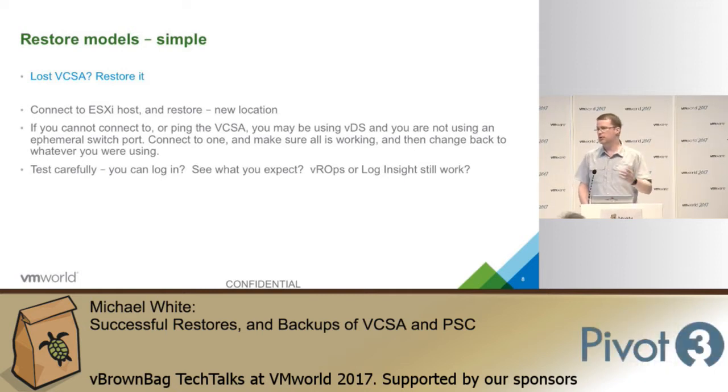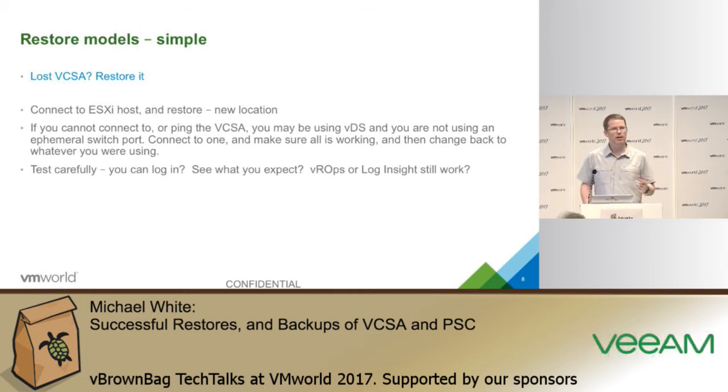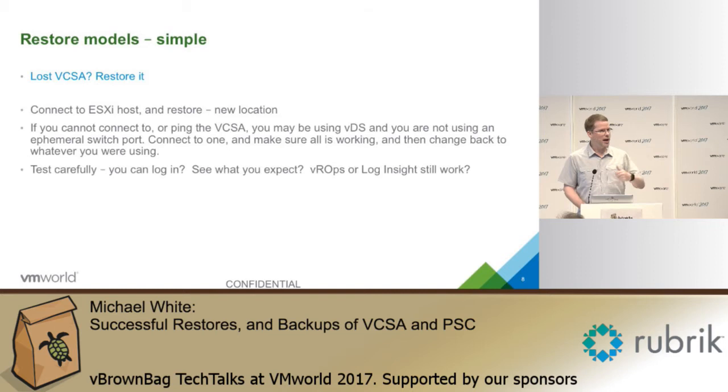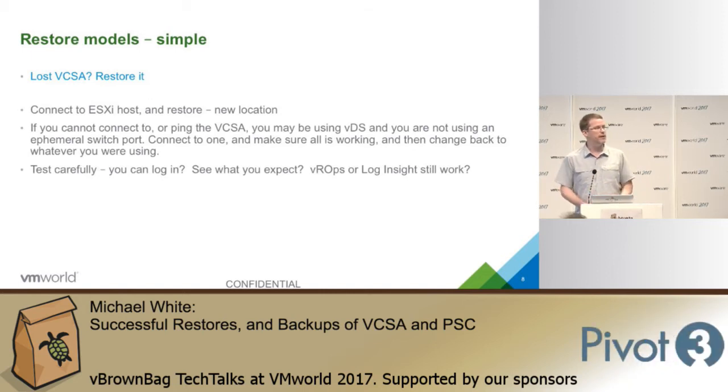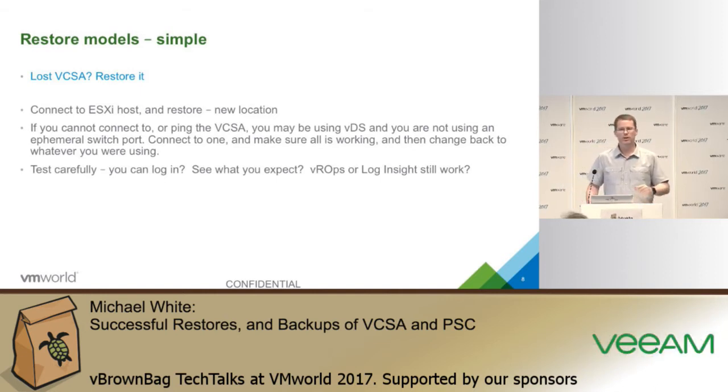You'll get a successful restore, don't get me wrong, but the odds are if you're using VDS switching, you're not going to be able to ping your VCSA. And the reason for that is because you need to have, at start, an ephemeral port group. So in my lab, on my distributed switch, I actually have an ephemeral port group that I don't actually use except for when I'm restoring the VCSA. I restore it, I select the ephemeral port group, I can ping it, things are working, and then I change the port group to whatever the normal distributed switch port group I would use.